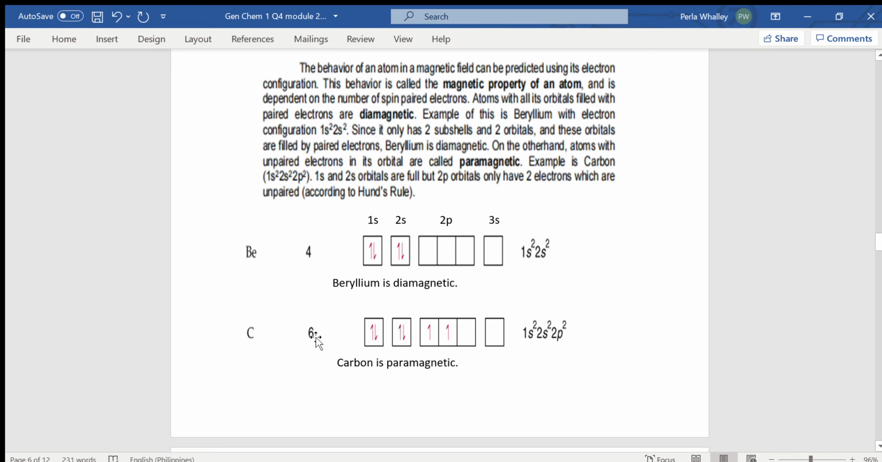For carbon, it has an electron configuration of 1s2, 2s2, 2p2. So this is for 1s2, this is 2s2, and this is for 2p. So these are unpaired, so carbon is paramagnetic. Because atoms with unpaired electrons in their orbitals are called paramagnetic, while atoms with all their orbitals filled with paired electrons are diamagnetic.